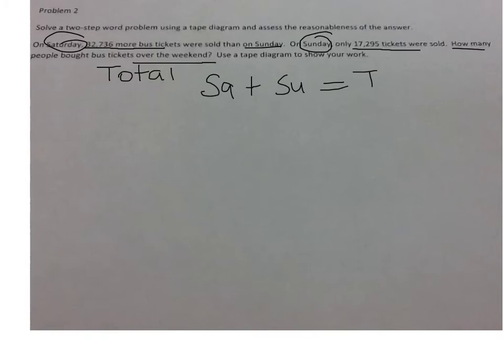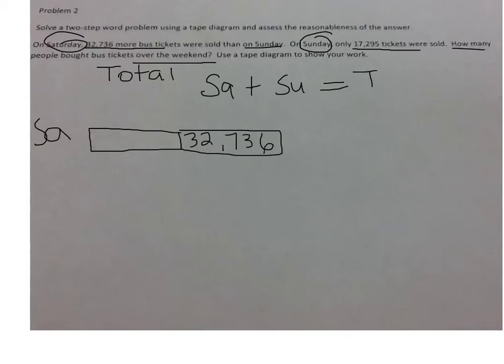Well, we know that we have Saturday, but we don't know all of our Saturday information. So for Saturday, I'm a little worried. I know that they sold something, but then they sold more than this something. They sold 32,736 more than on Sunday. So it's important that we know what our Sunday number is. So let's go back and get our Sunday number. Probably would have been good to start with that, but it's okay if we don't.